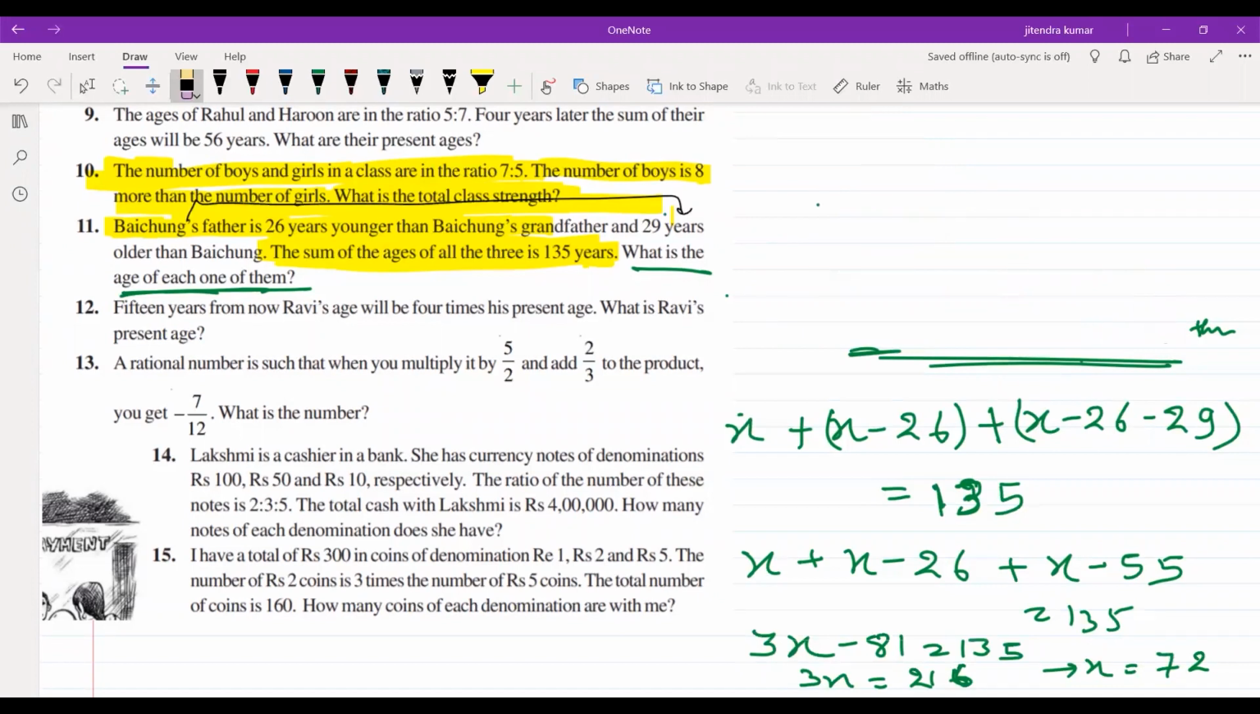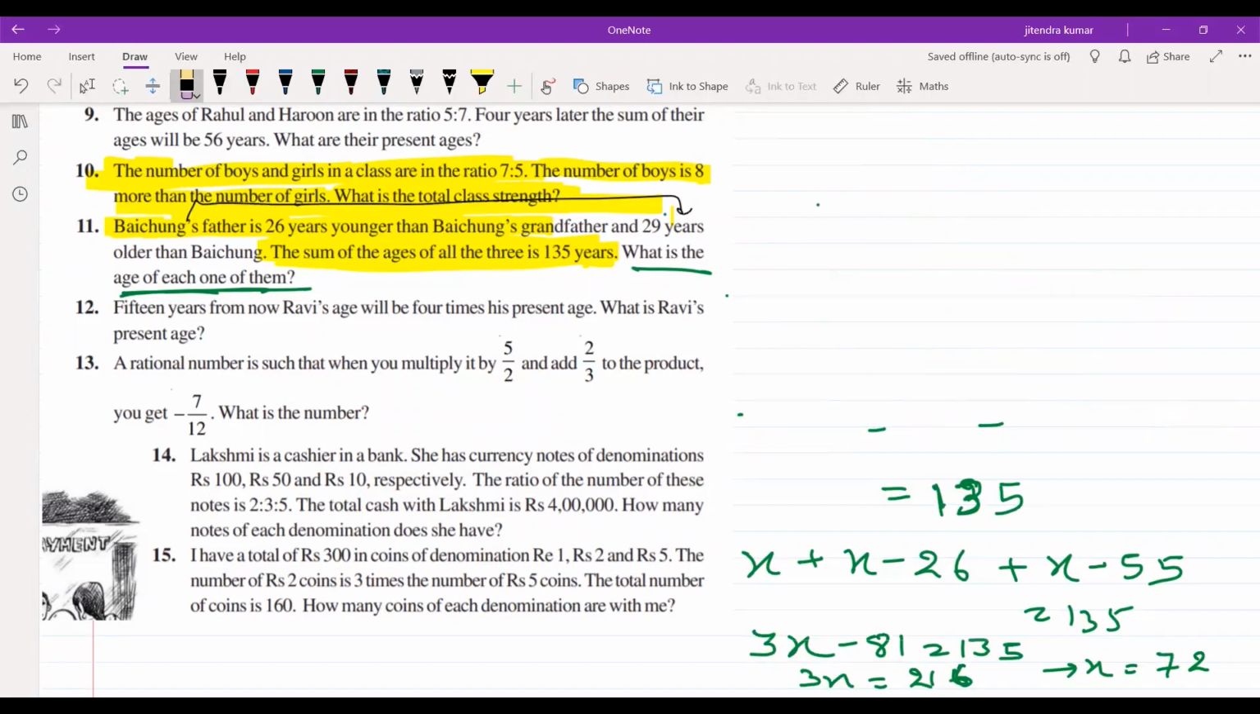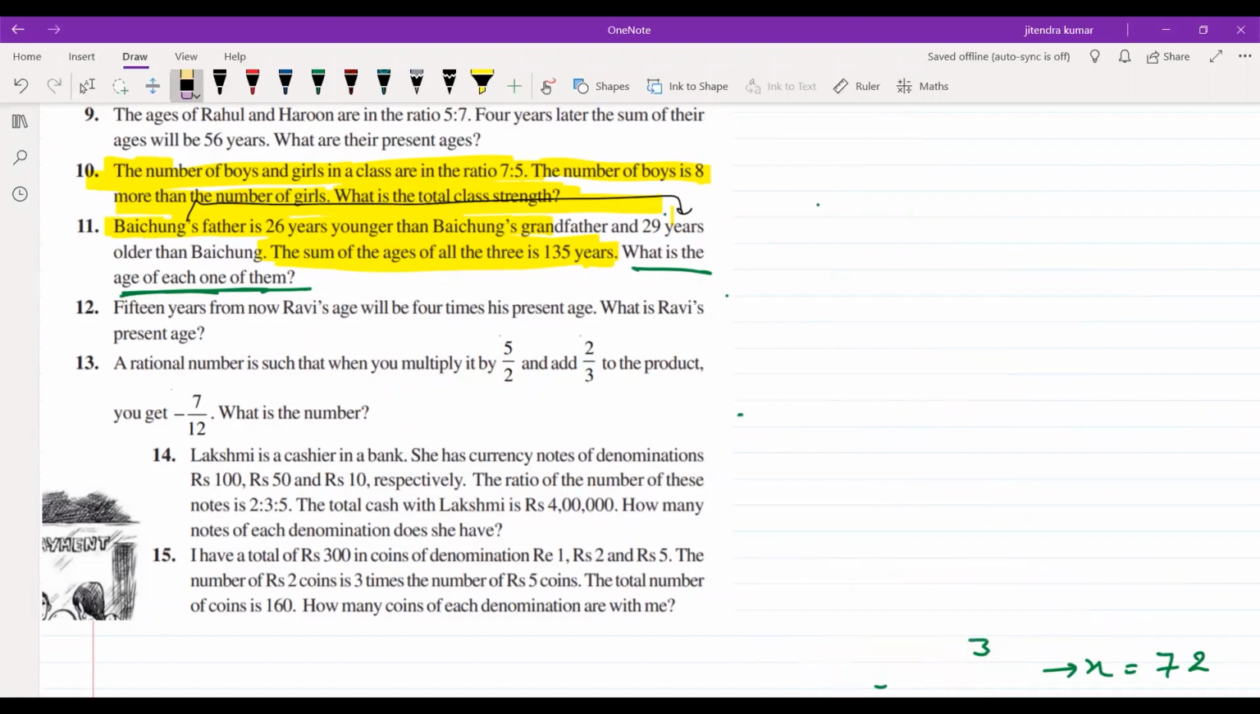Okay, so that was our question number 11. Now we can complete the question number 12 also. So let's move to the question number 12.